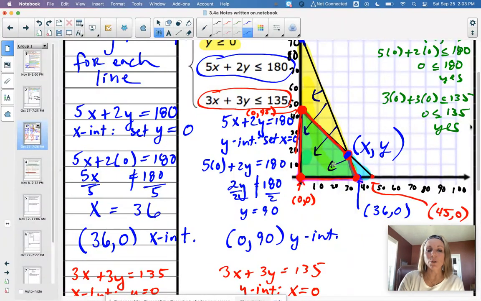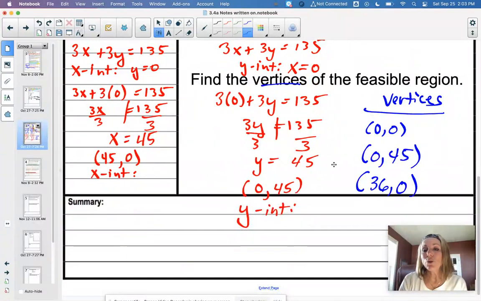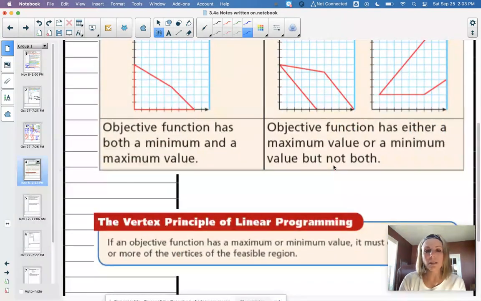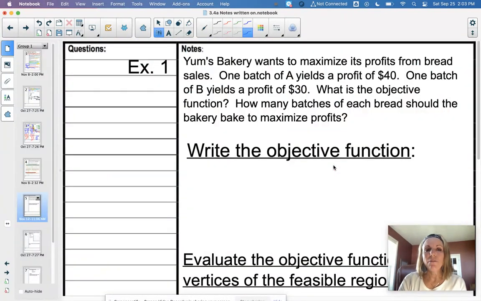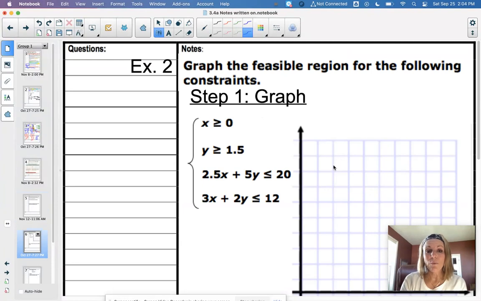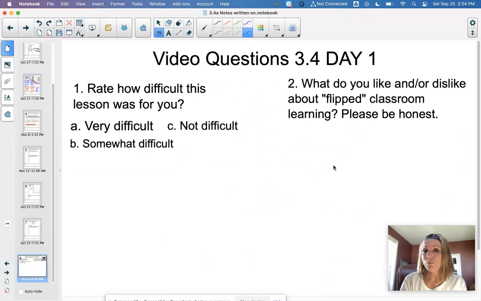What we're going to do, because I don't want to make this video so long, is we're going to finish that in class and show you how to find that fourth vertice. We're also going to talk about this in class and finish the Yum's Bakery problem. And then we have another example to do. And then right here are your video questions. Please answer them in your notes.